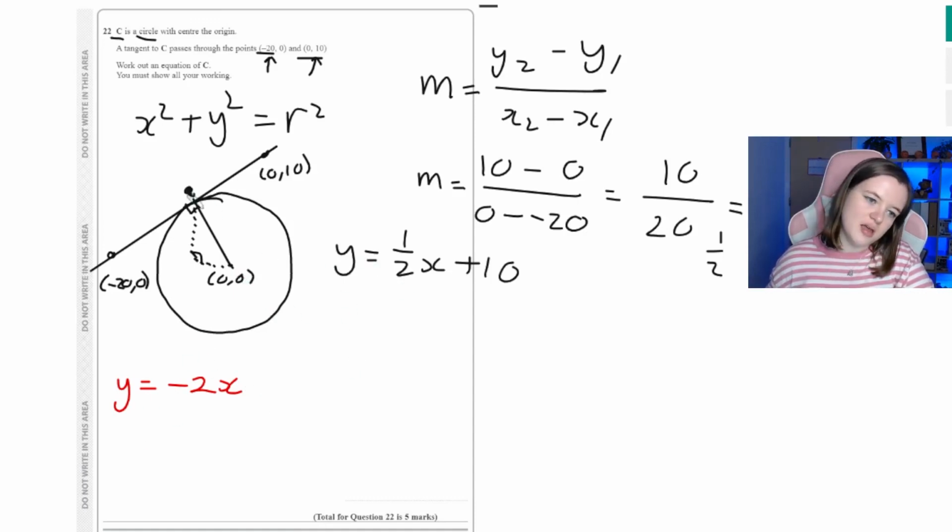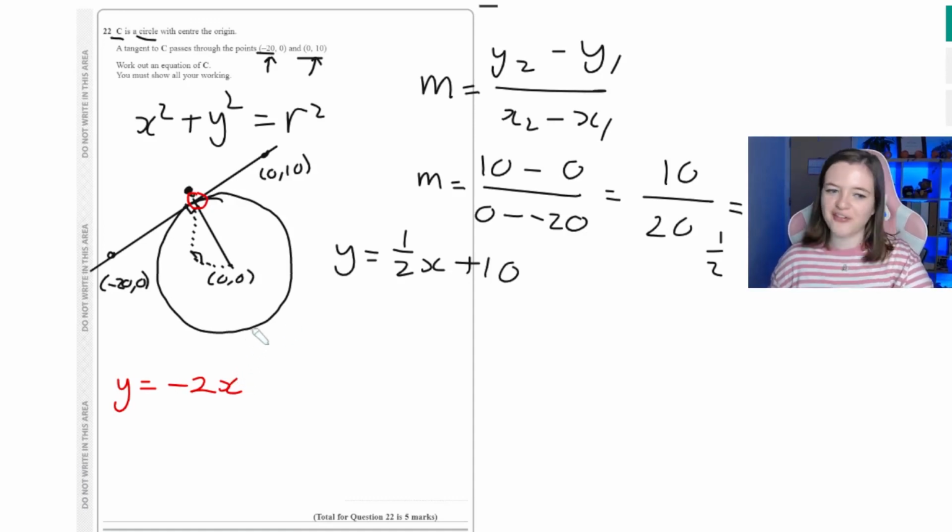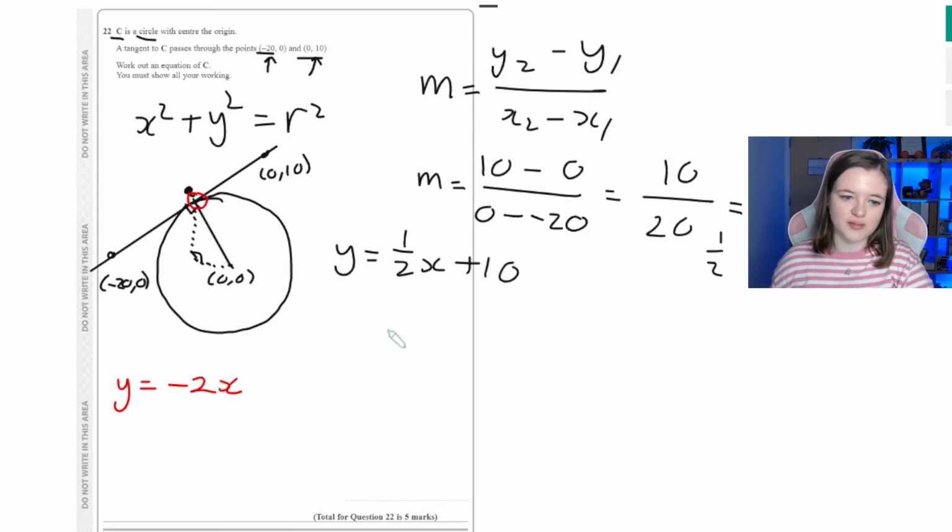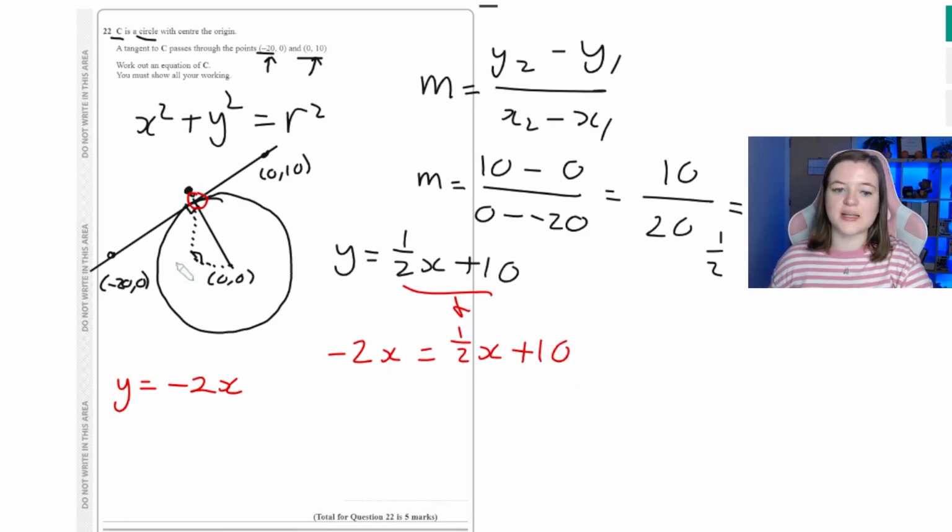And then I want to find this point of intersection here. Points of intersection are found by simultaneous equations. I know, how much is there in this question? Every topic in the world is in this question. We're going to use simultaneous equations, so we're just going to stick them together. Do elimination. Eliminate these y's, and we're going to get -2x equals this equation here, which is a half x plus 10. So remember, it's intersections of lines, simultaneous equations.